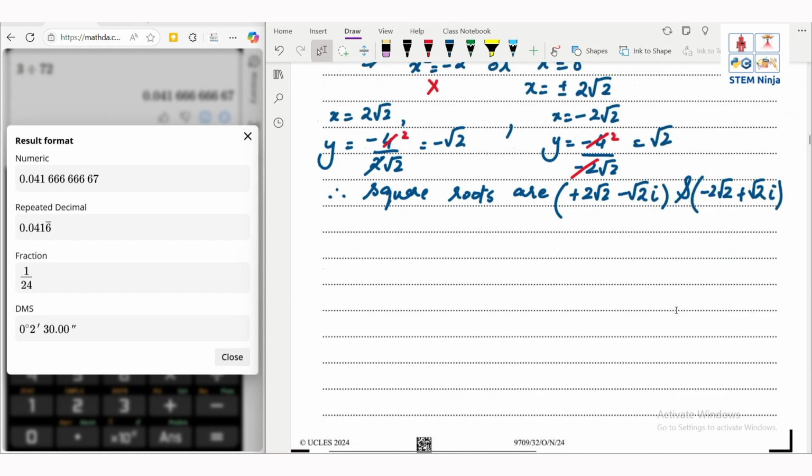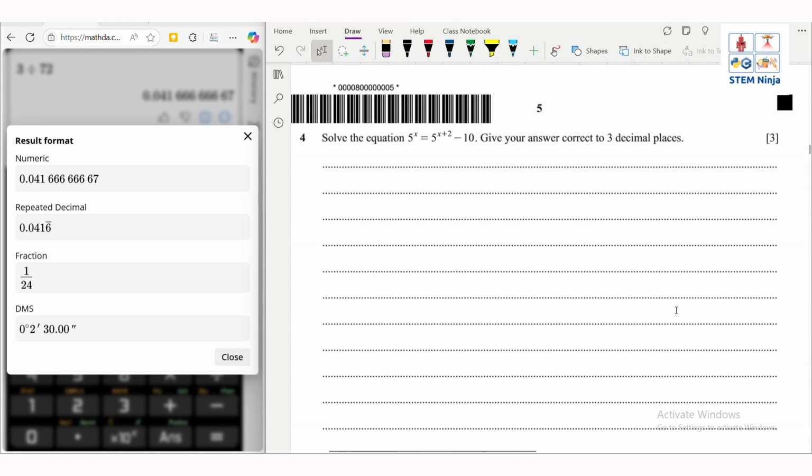All right, moving on to the next question. Solve the equation 5 raised to the power x equals 5 raised to the power x plus 2, minus 10. Give your answer correct to 3 decimal places.